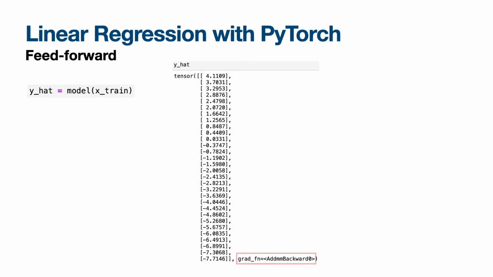One more thing to notice is that it prints grad_fn at the bottom. The grad_fn of y hat remembers the function that created it. As the model multiplies matrix xtrain with a slope and adds an intercept, it's called add for addition and matrix multiplication. We'll talk more about the grad_fn property later when we discuss the automatic differentiation mechanism.